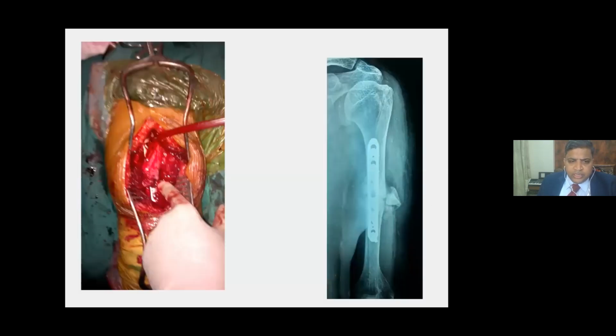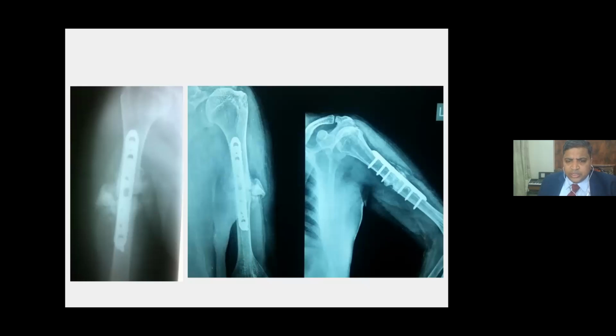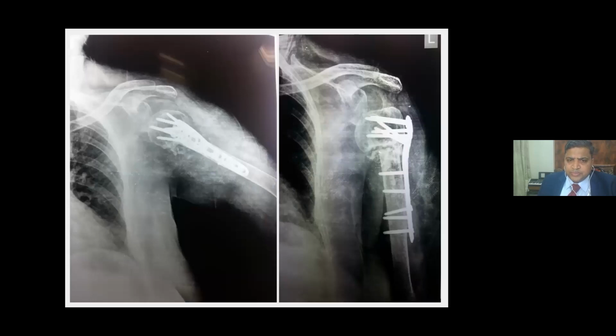So he underwent the surgery with plate fixation. The bony edges were fashioned, and this plate along with graft was done. And you can see that the patient has started getting a good union at the end of 6 months.